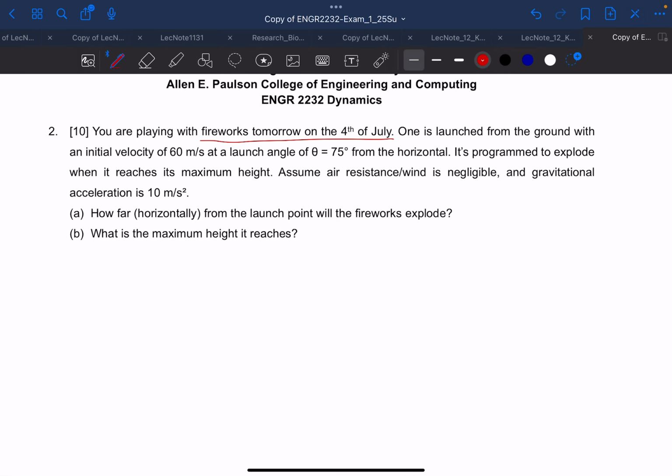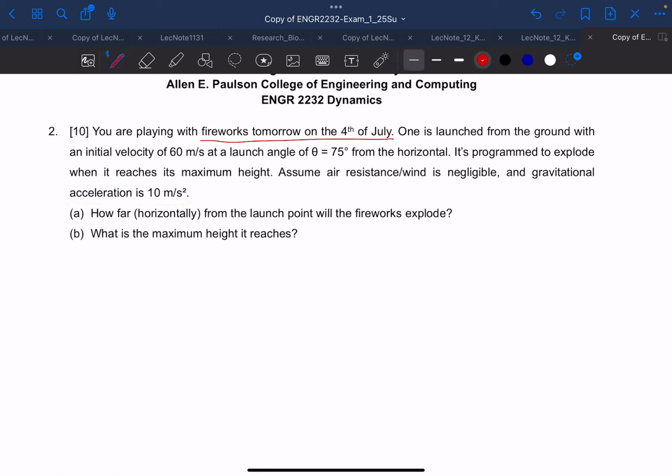Okay, so the next problem here is you're playing with fireworks on 4th of July, and one was launched from the ground with an initial velocity of 60 meters per second at a launch angle of this, and it's programmed to explode when it reaches the max height. Assume there's no resistance, and the gravitational acceleration is 10 meters per second squared.